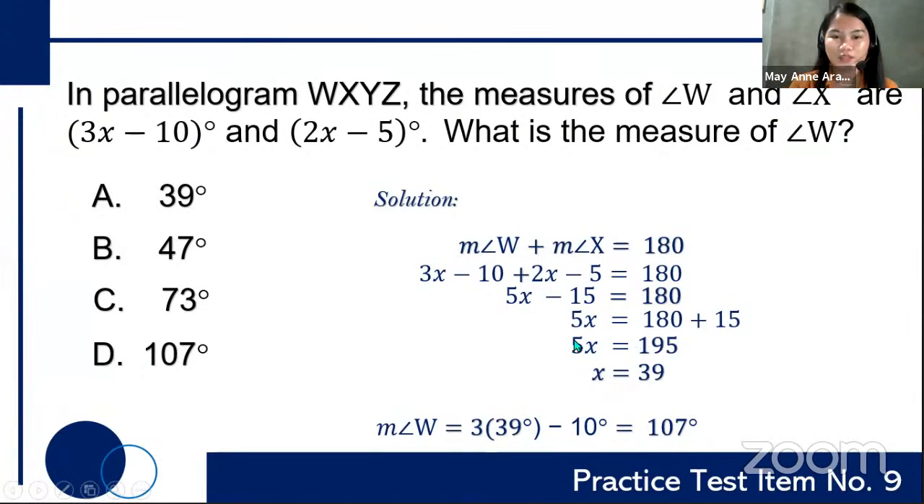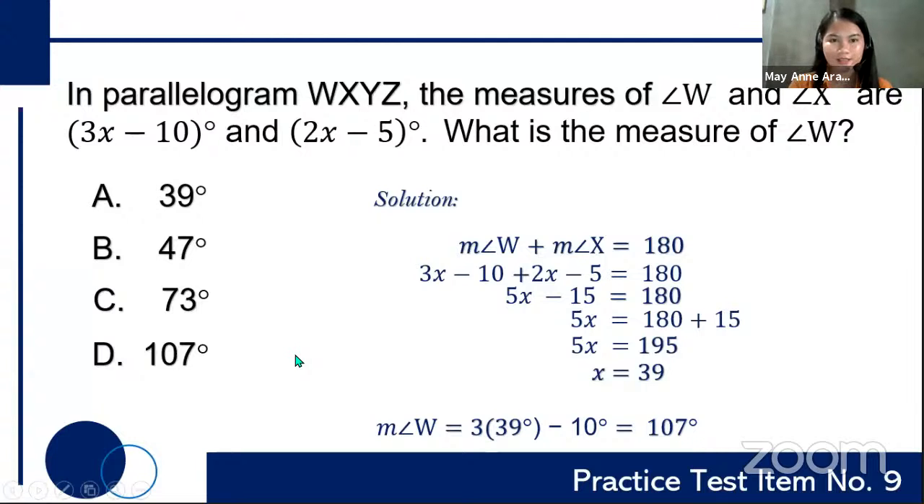Okay. Wait lang, the obtained value of x is also one of the solutions. So you have to check the problem, because we are looking for the measure of angle W. So after getting the value of x, you need to substitute it in the expression 3x minus 10. So the answer here is 107 degrees.